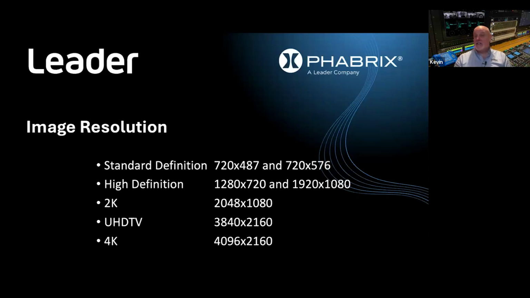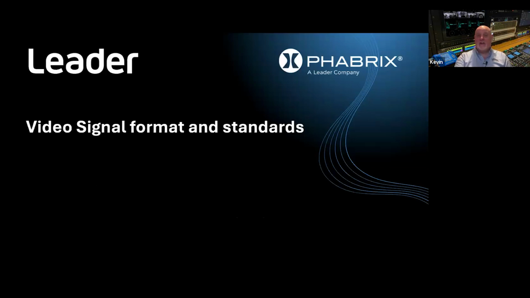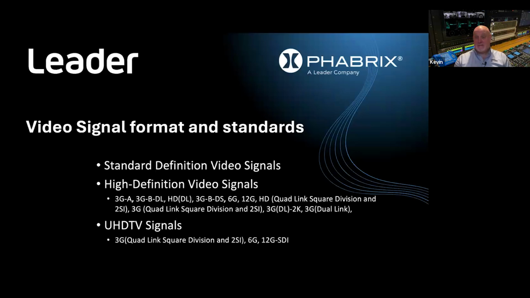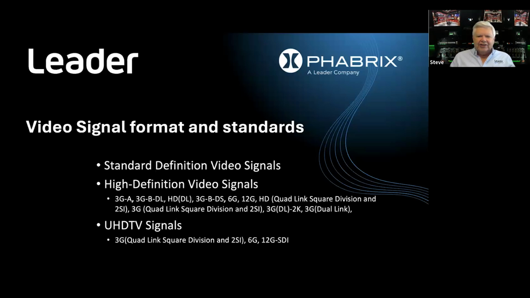So not only have we got the challenge of image resolution, we've got the video standards that go with those resolutions. 3G level A, level B, dual link, 6G, 12G, 2SI, quad. I mean, that's just the physical formats of the transmission and how we package the transmission. It gets even worse than this.